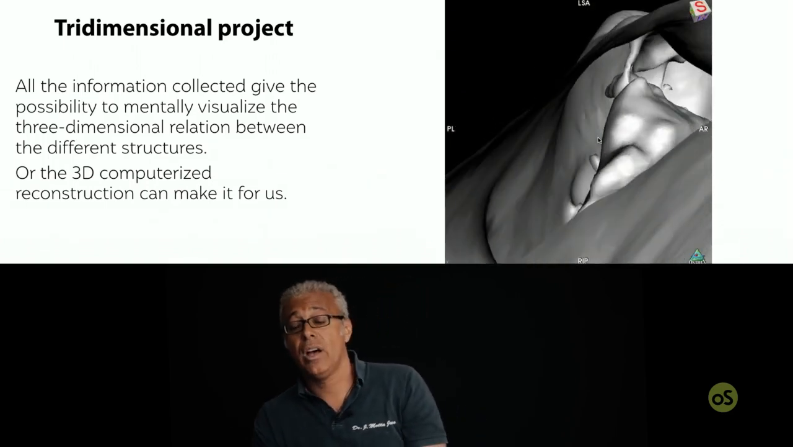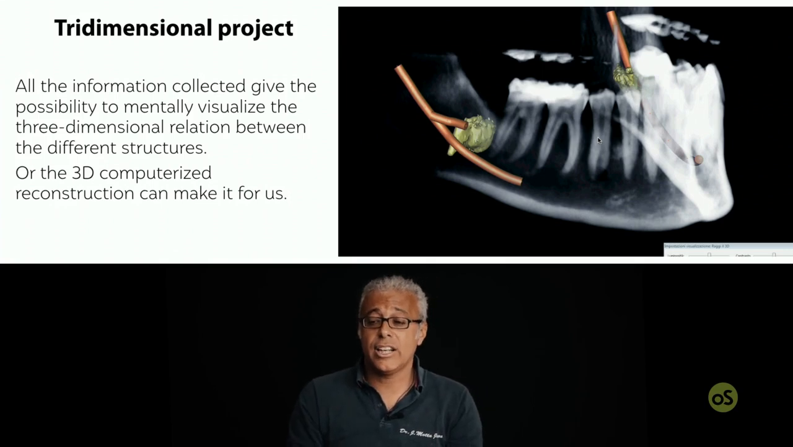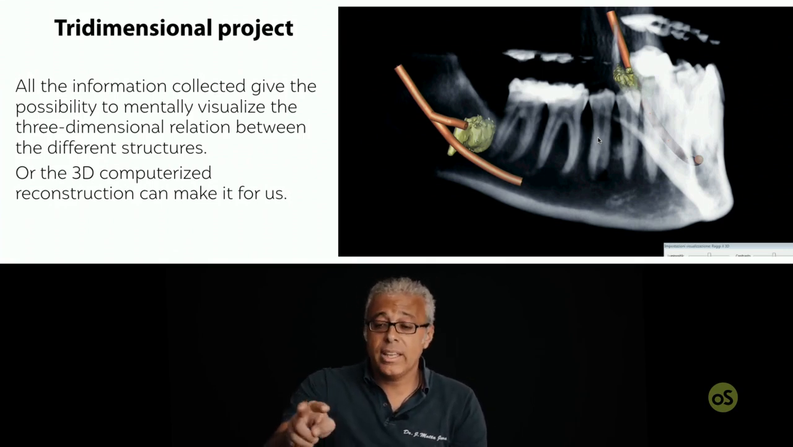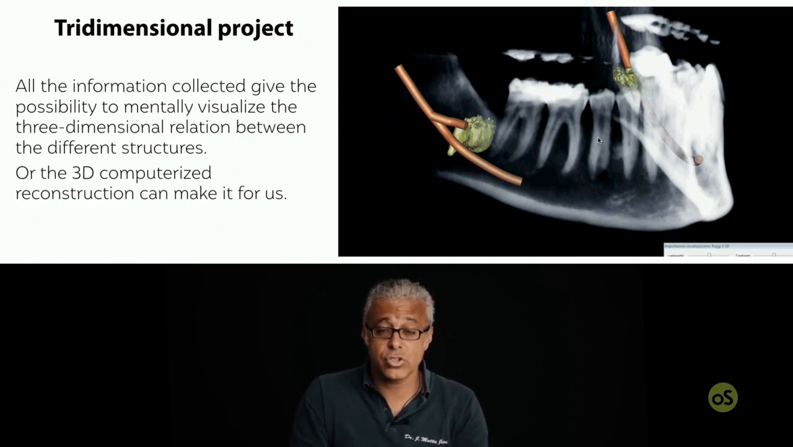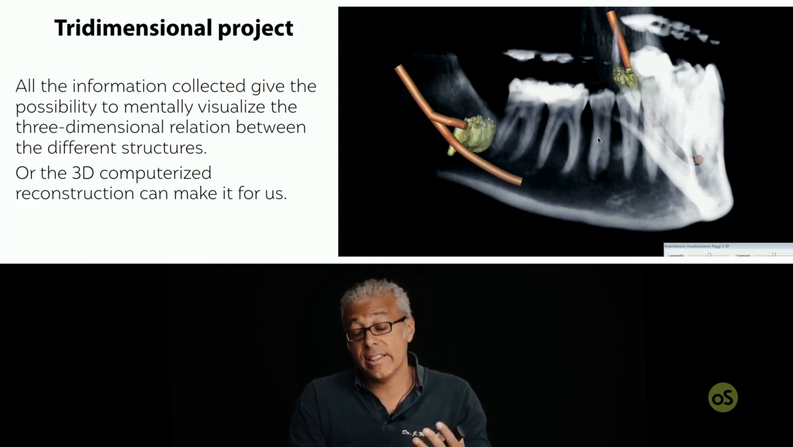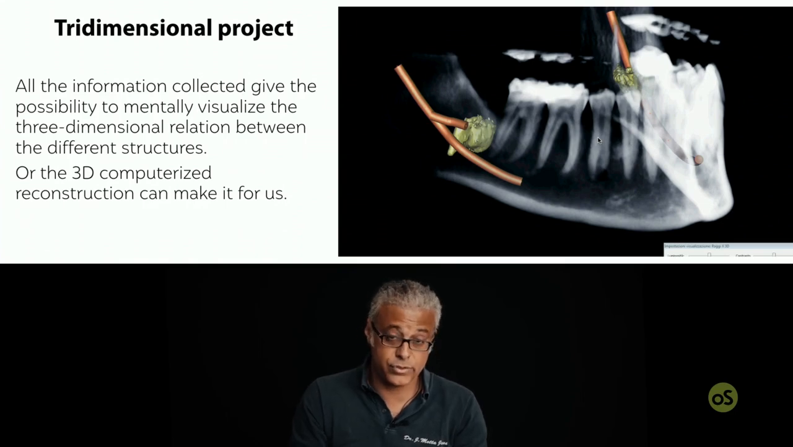Another kind of 3D planning shows us that there is a blocking, a duplication of the nerve. So there's a dual nerve, and obviously this also gives us the difficulty of this kind of surgery.